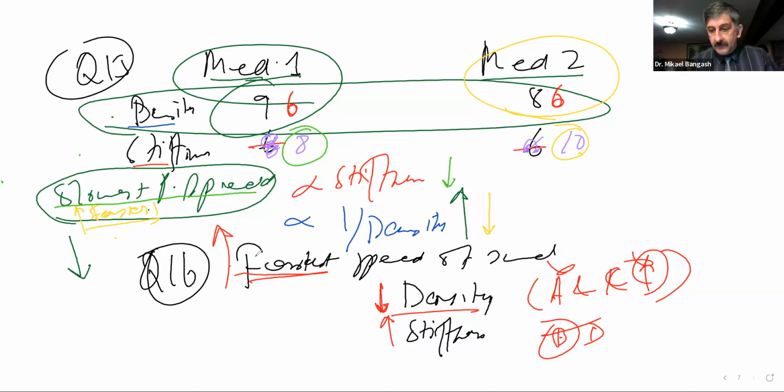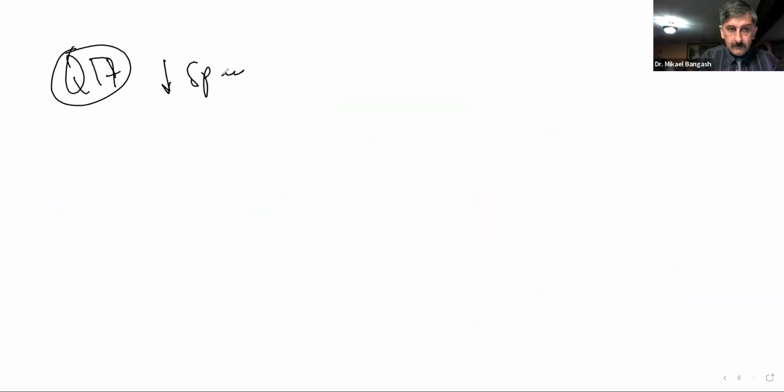Now, question 17. It's the exact opposite of 16. What they are looking for is: which of the following characteristics will create the slowest speed? Again, we have the same criteria, density and stiffness.